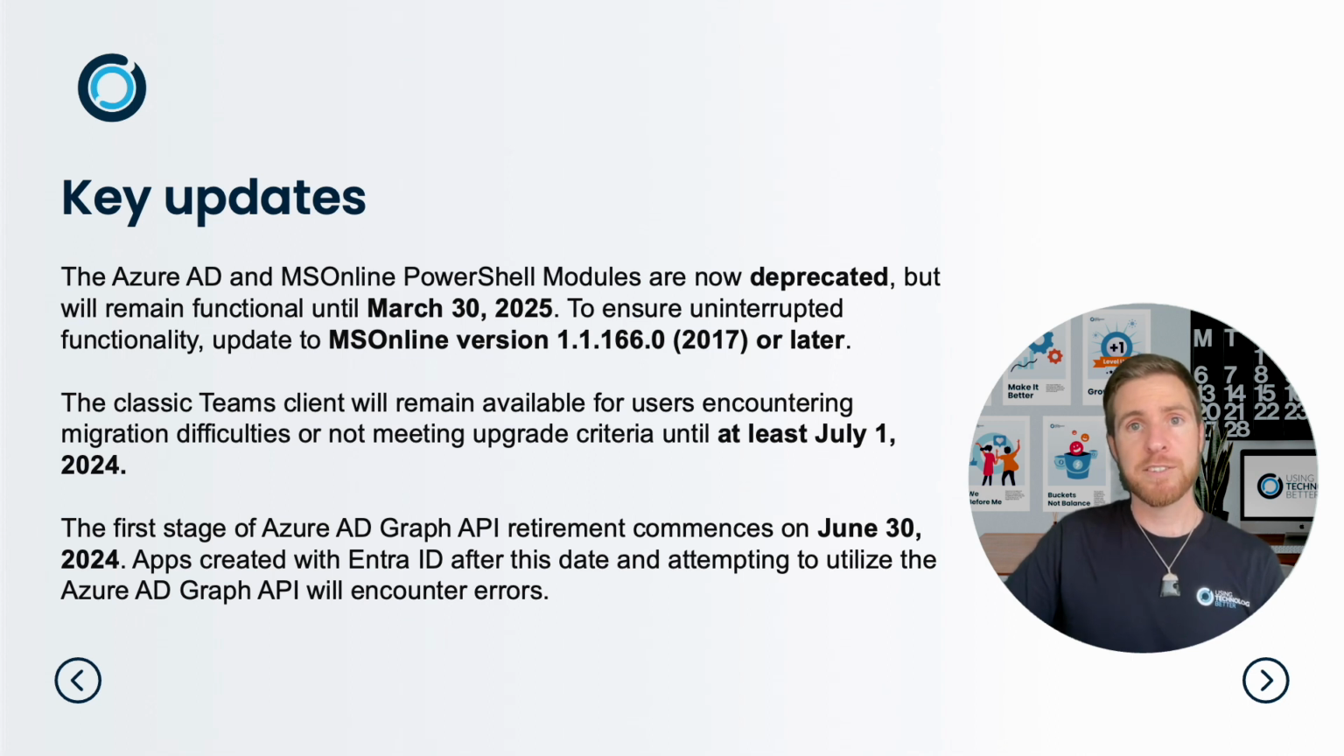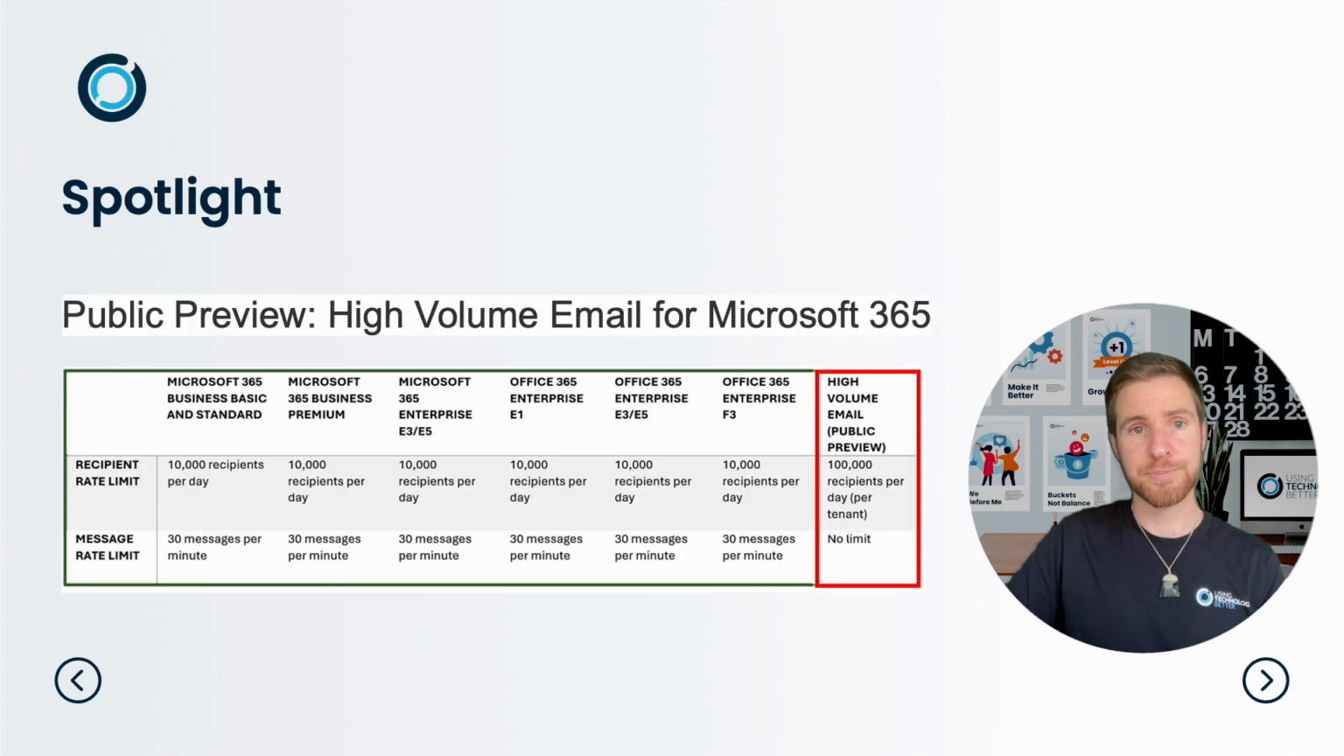Lastly, the initial phase of Azure AD Graph API retirement begins on June 30th, 2024. Entra ID apps created after this date and trying to use Azure AD Graph API will face errors. So I've got to keep that one in mind.